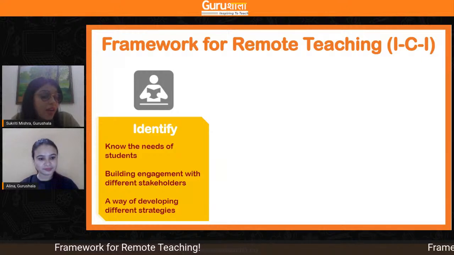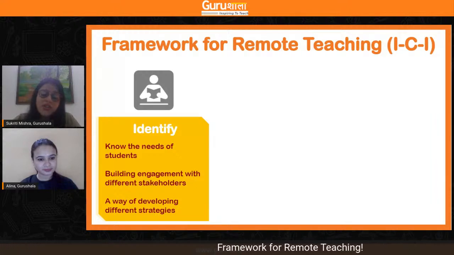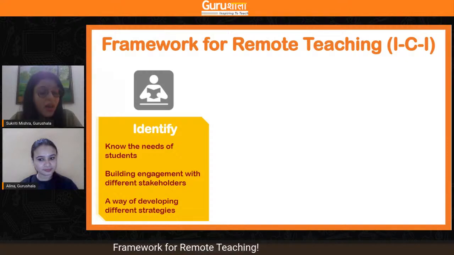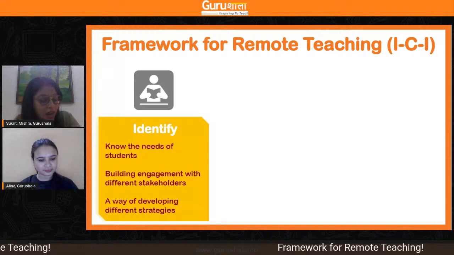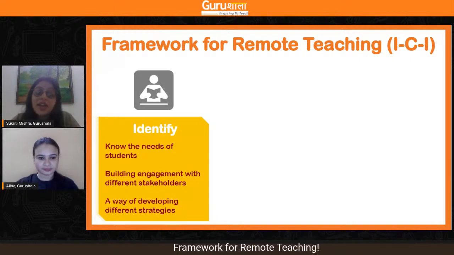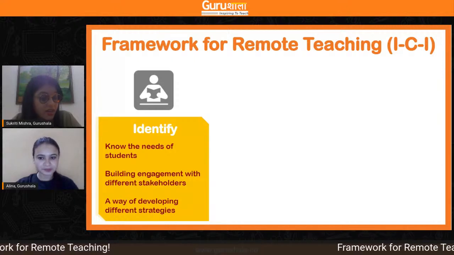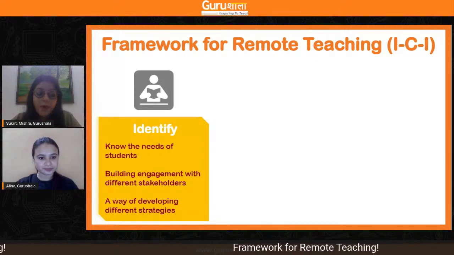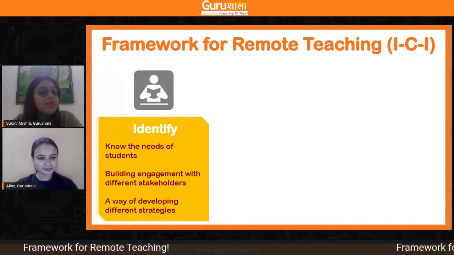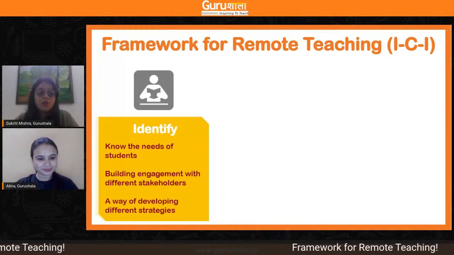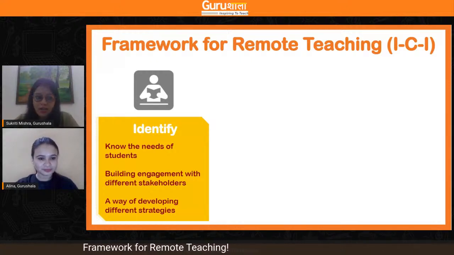Finally, they need to identify a way of developing different strategies, because in remote learning, a lot of strategies that we use in classroom learning also work, but a lot of times they don't. So teachers need to identify what the different strategies are that can be used for teaching remotely. For instance, this is one strategy, the ICI strategy. There is another strategy which we will be talking about tomorrow as well, and towards the end of this training we will be talking about one more strategy. In the same way, these are three strategies, there may be multiple more, and teachers need to identify what these strategies are.